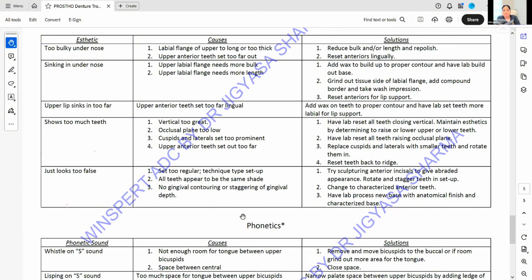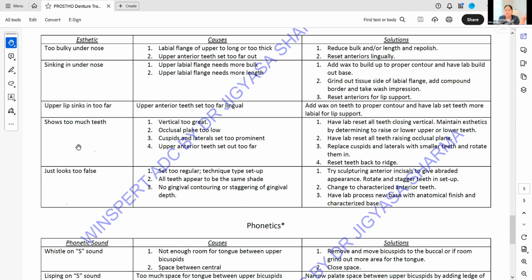Sometimes the aesthetic problem can be showing too much teeth on smiling. So the vertical is too great. If the vertical is too great, simply reducing the teeth height will not help. Again, you will have to correct the vertical. Or sometimes the upper teeth are showing too much because your plane of orientation, your occlusal plane, was set too low. So try to balance it. The plane of occlusion should be set in the center.